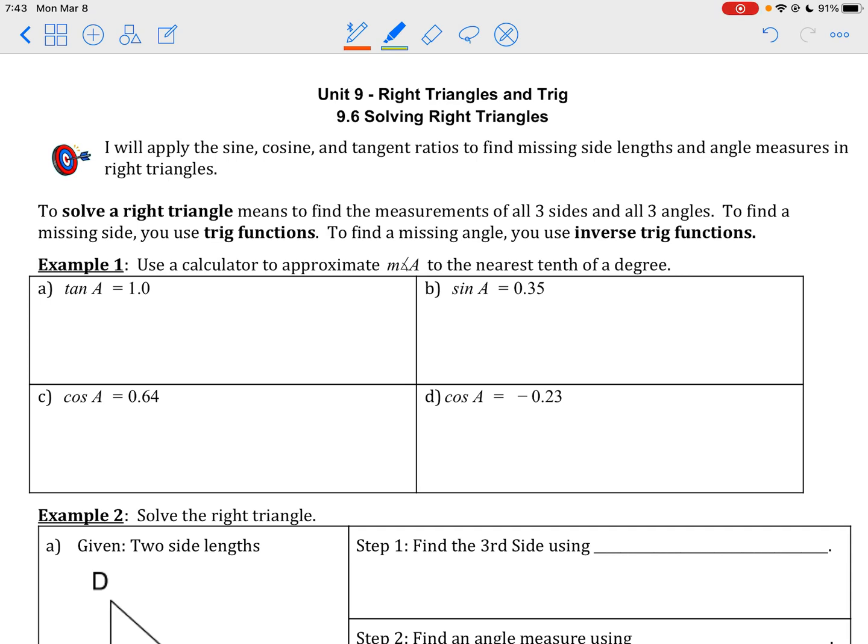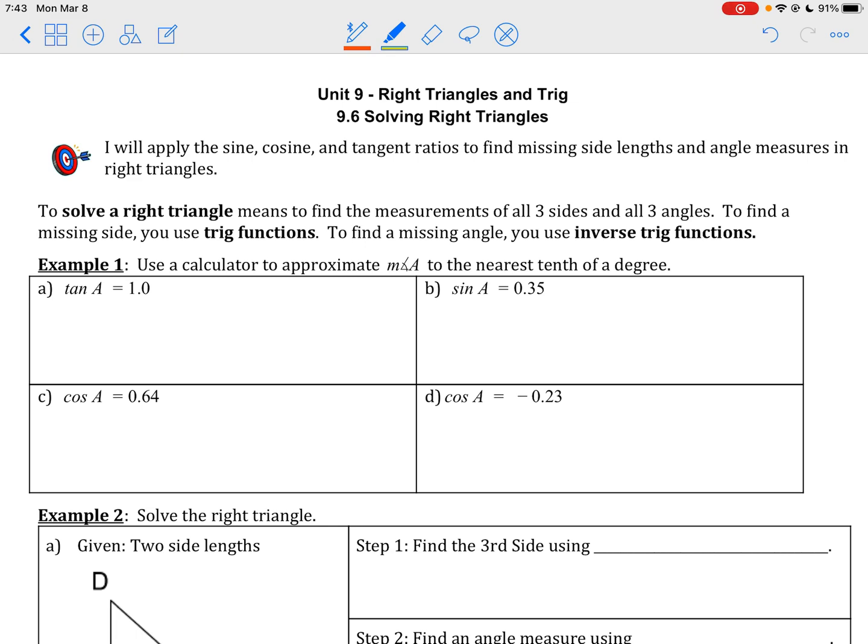So if we're missing an angle, we have to use the inverse trig function. So these are inverse operations, just like addition to subtraction, multiplication to division, and squares to square roots. So these are operations that cancel each other out. So instead of having another operation, we just call it the inverse of the trig function. So for example, if I have the tangent of A equals 1, A is the angle measure. So whatever is in that function is the angle measure.